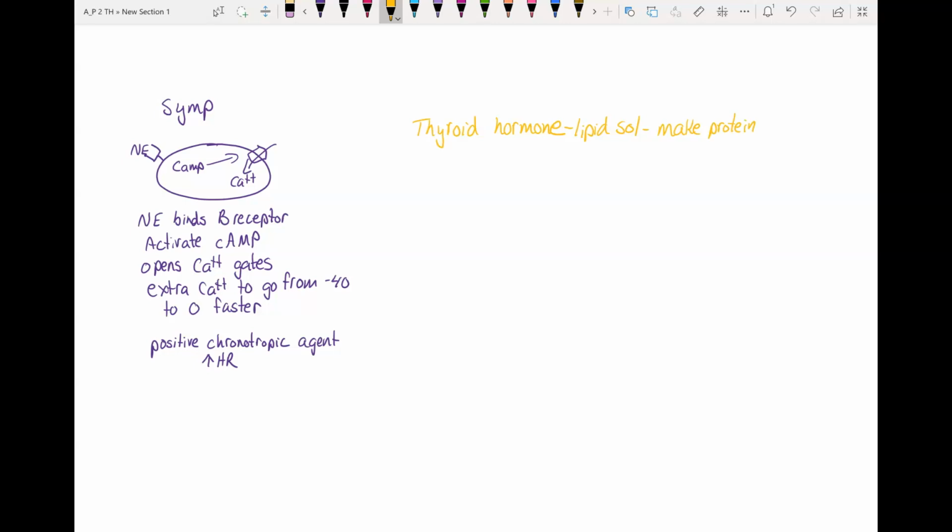Now take a minute, look at your pre-class assignment. What are some examples of proteins on cells? What protein is the thyroid hormone going to make this nodal cell in the heart make? So beta receptors are proteins. Receptors on cells are proteins.